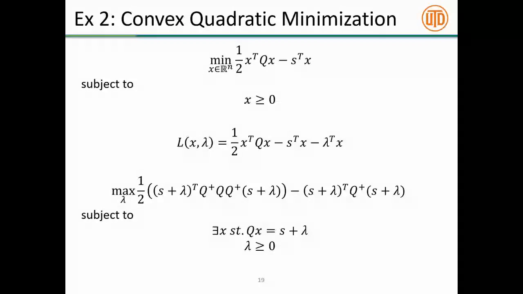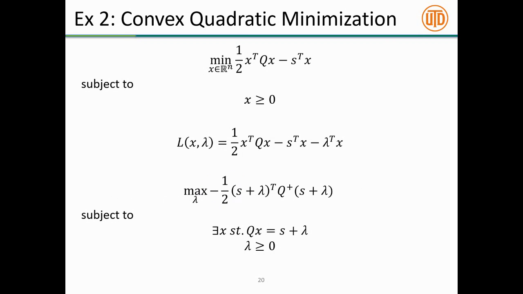Simplifying the objective function a little bit. Last time we saw, for example, that q plus times q plus is just equal to q plus. So simplifying the objective function of the dual, I get that the dual optimization problem is to maximize over lambda greater than or equal to 0 minus 1/2 s plus lambda transpose q plus times s plus lambda, again subject to the constraint that there exists an x such that q times x is equal to s plus lambda.